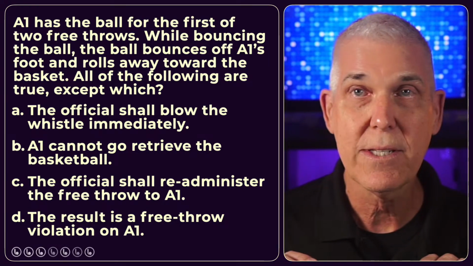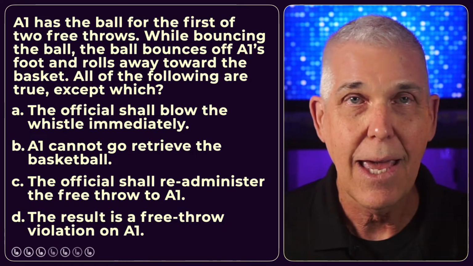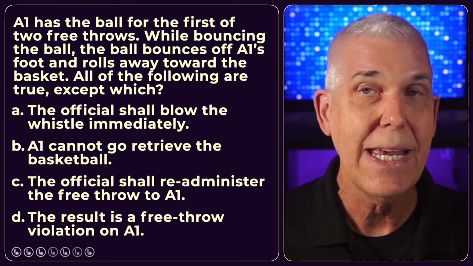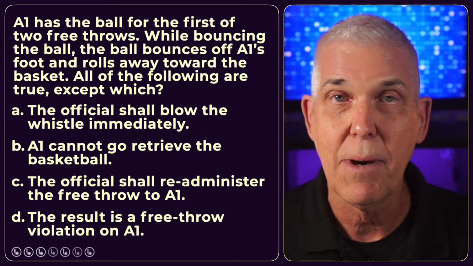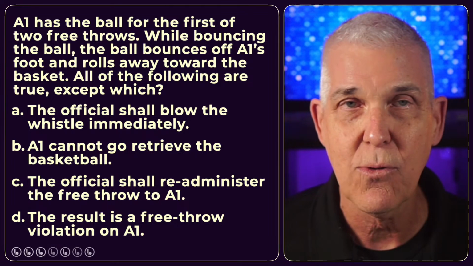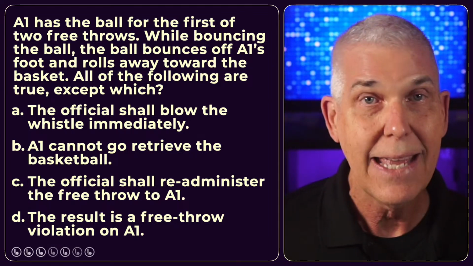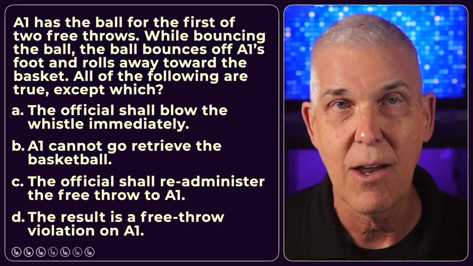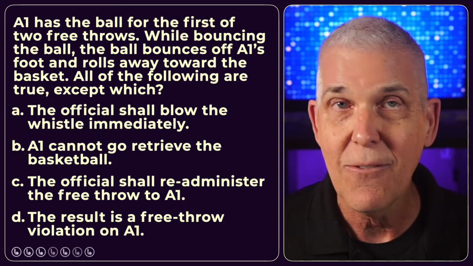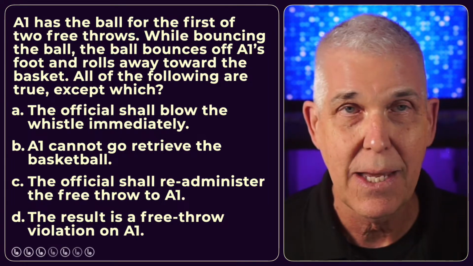The official shall blow the whistle immediately. A1 cannot go retrieve the basketball. The official shall re-administer the free throw by A1. The result of A1 is a free throw violation on A1. It is a free throw violation on A1. They cannot go retrieve the basketball. The official shall blow their whistle immediately.